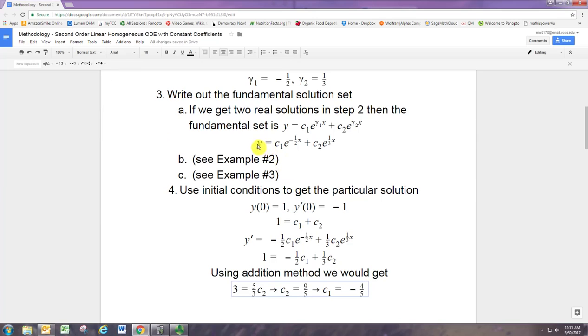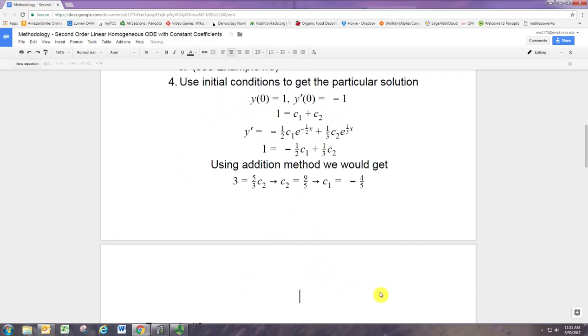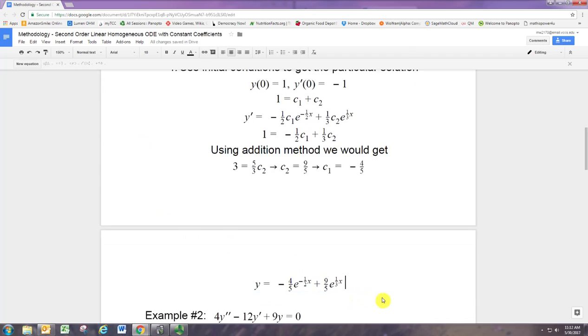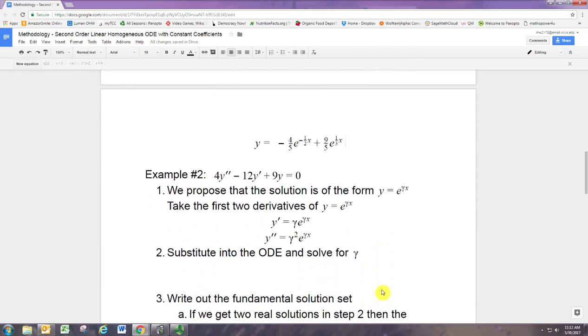All right, once you have these two constants, you can write out the solution to the ODE. And there it is. All right, real quickly, let's take a look at two other examples to see how step 3 could make things a little different.